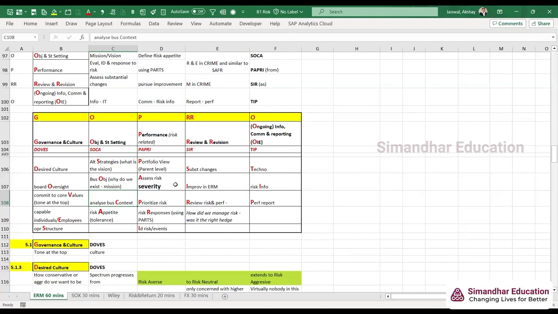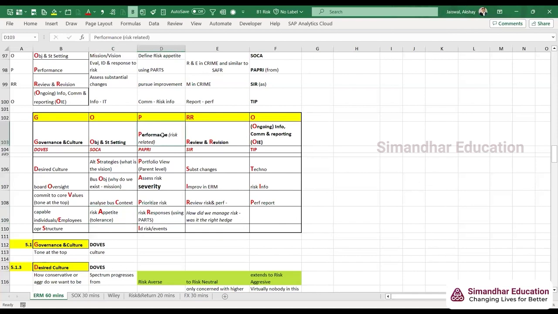So business context, what is meant by context? The environment in which the business operates. It can be the economy itself, the country where it operates, the cycles that they are going through. It can be an up cycle, it can be a down cycle. We will discuss it in economics more, what are all the cycles which we have to go through. Then the risk appetite, we already discussed it is the risk tolerance, right?